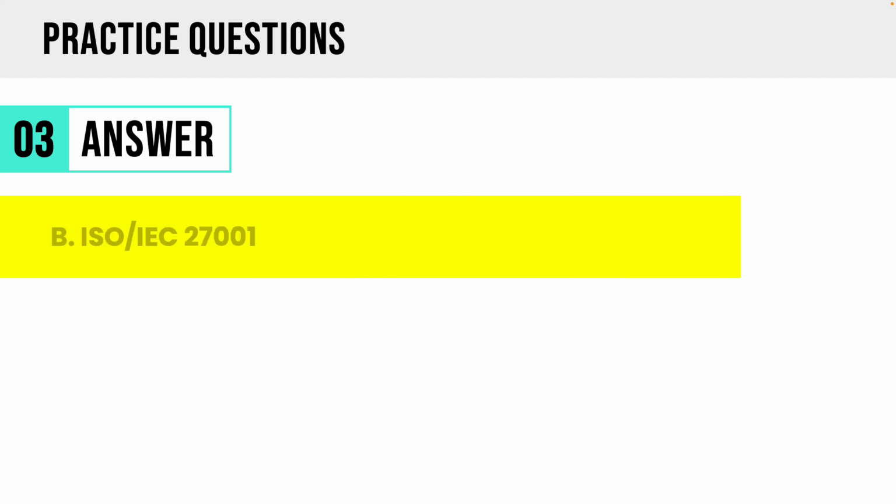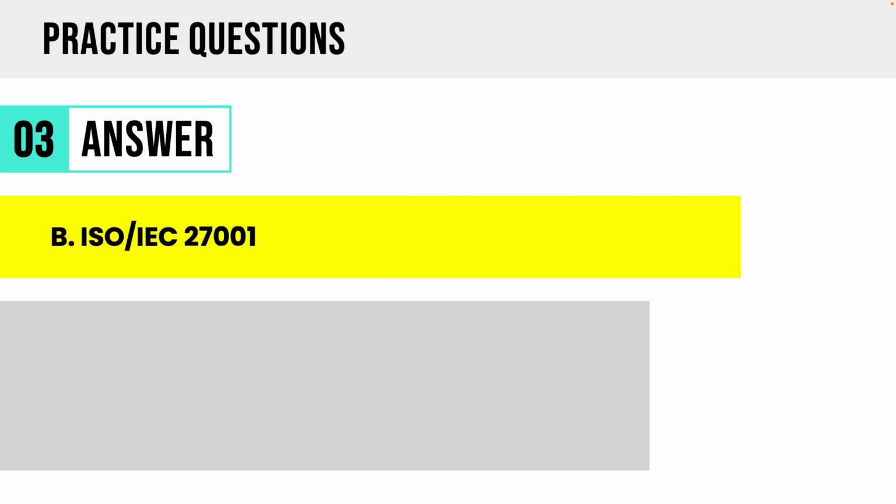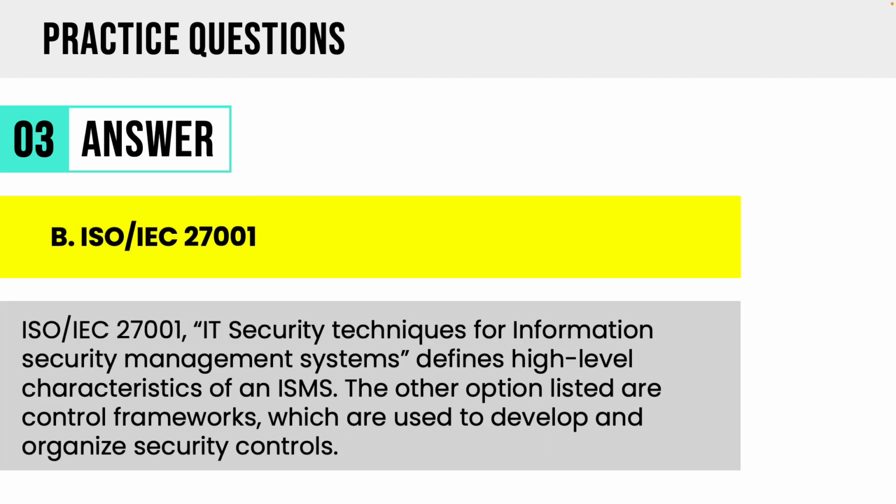The answer is B, ISO 27001. So that is the document that defines security techniques for information security management systems. It gives us the high-level characteristics of an ISMS. The 27002 option is the companion that provides guidance on controls we might implement.